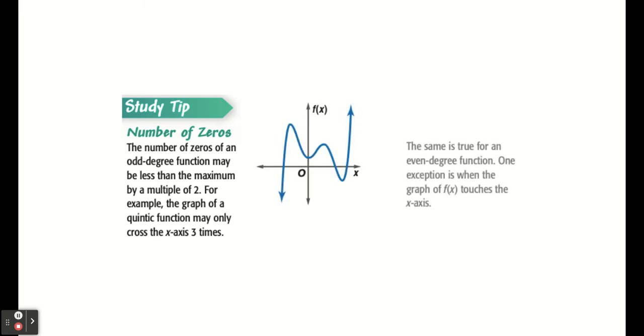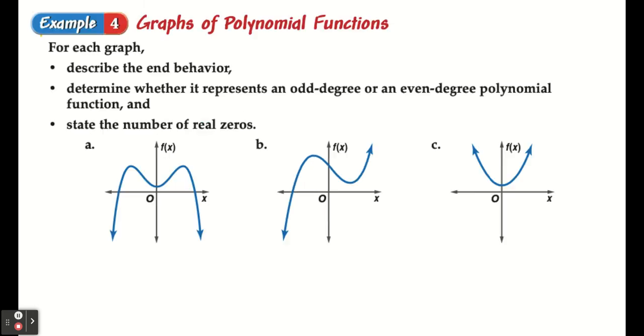So let's take a look at this one. Here, the same is true for odd degree functions, with one exception when the graph of f of x touches the x-axis. So the number of zeros of an odd degree function may be less than the maximum by a multiple of 2. For example, the graph of a quintic function may only cross the x-axis 3 times. Just like here, it only crosses it 1, 2, 3 times, when it potentially could have crossed it 5 times.